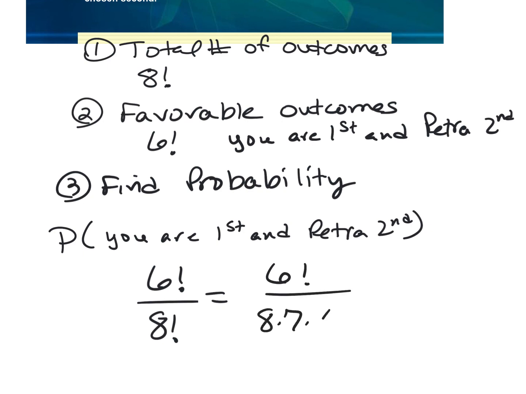I can go ahead and expand it. 8 times 7 times 6 factorial. The 6 factorials cancel. Don't forget that when you cancel this, a 1 is left there. So then 8 times 7 is left, so 1 over 56. So the probability that I'm going to audition first and then Petra second is 1 over 56.